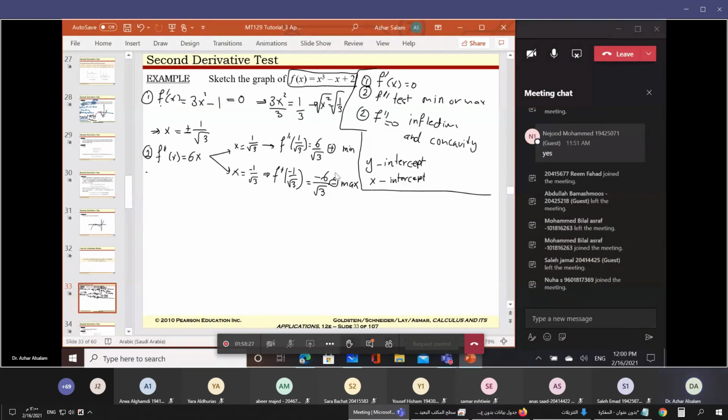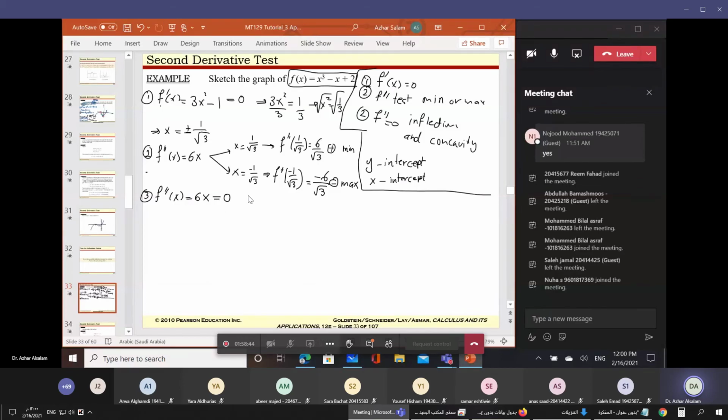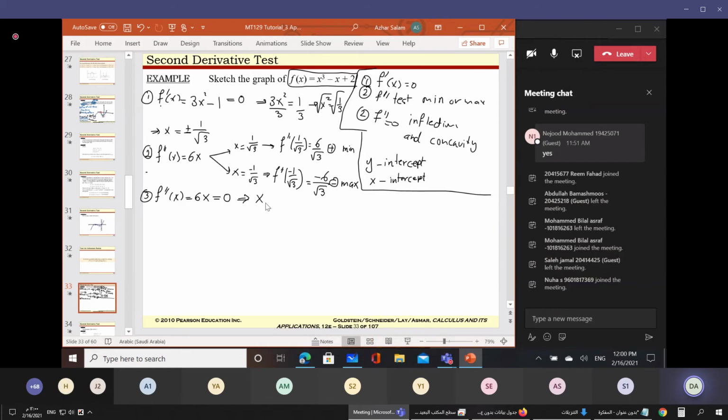I find now the maximum and minimum point. So, and now I need the inflection point and the concavity. I will use the second derivative, f double dash of x, which is 6x, and find the possible inflection point. I will make it equal to 0 and find the zeros. It will be 0 at x equal to 0.